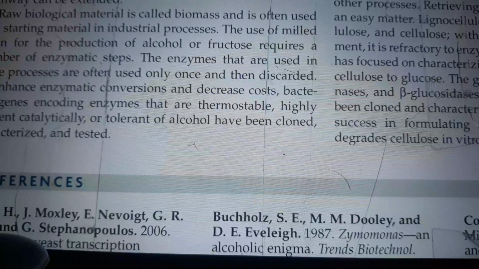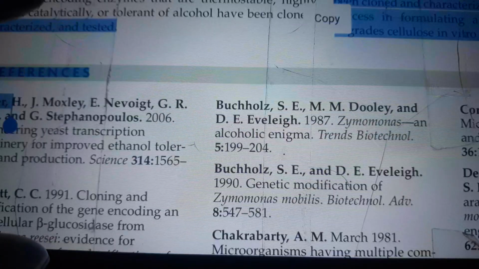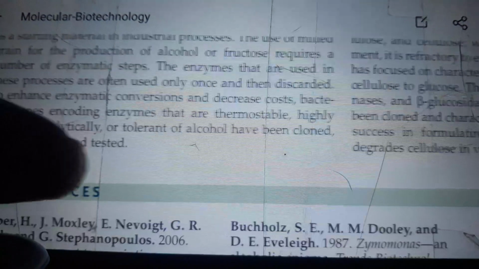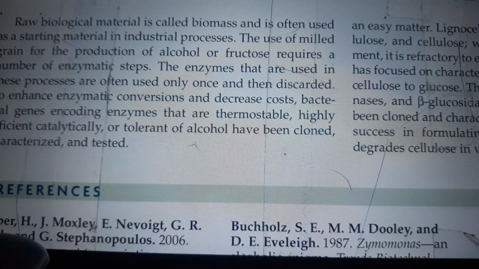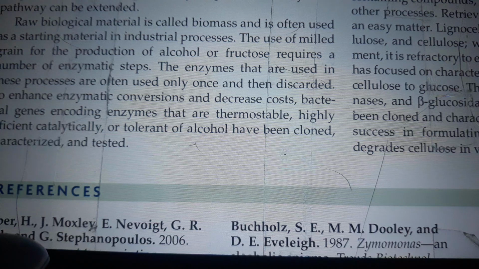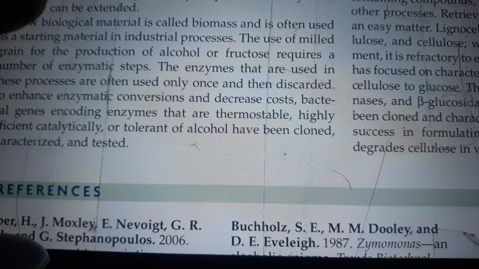Raw biological material is called biomass and is often used as a starting material in industrial processes. The use of milled grain for the production of alcohol or fructose requires a number of enzymatic steps. The enzymes that are used in these processes are often used only once and then discarded. To enhance enzymatic conversions and decrease costs, bacterial genes encoding enzymes that are thermostable, highly efficient catalytically, or tolerant of alcohol have been cloned, characterized, and tested.